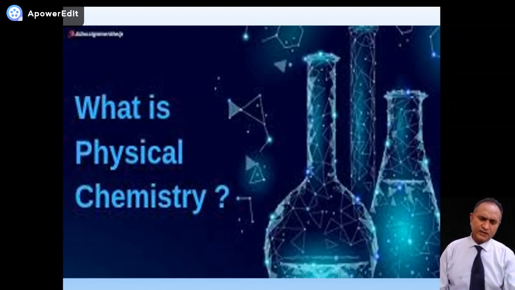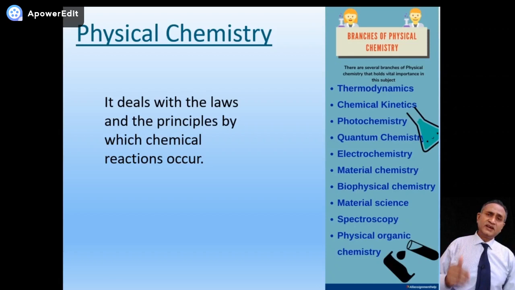What is physical chemistry? When you proceed with a thing, you have to abide by, you have to follow certain rules and regulations. So when atoms combine together to form a compound, they follow certain rules and regulations. Those rules and regulations can be studied in physical chemistry. So what is physical chemistry? It deals with the laws and principles by which a chemical reaction occurs. All right?